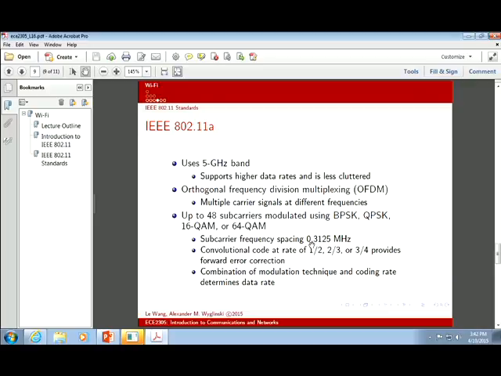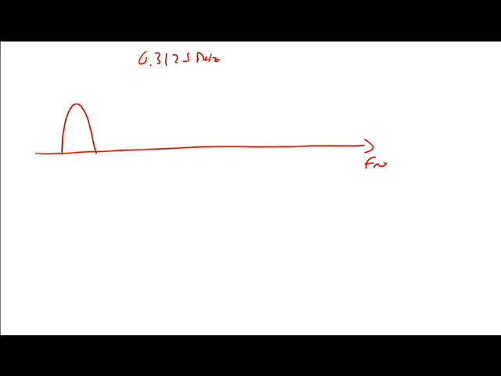So notice here that they say subcarrier spacing is what? 0.3125 megahertz? What does that mean? So going back to the whiteboard, let's draw it out. What is OFDM, and what do they mean by 0.3125 megahertz? What happens is the following. Let's say we look at the frequency domain. Suppose this is a single transmission.